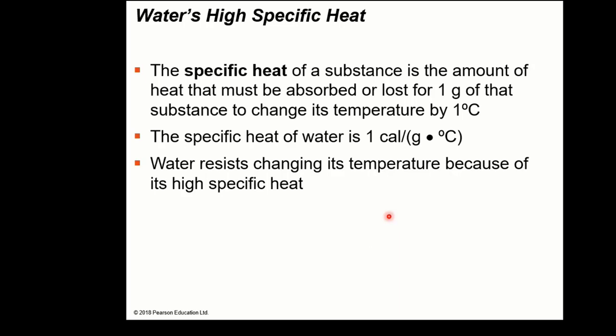degree Celsius. The specific heat of water is 1 calorie per gram per degree Celsius. That's the formula. And water resists changing its temperature because of its high specific heat. So the resistance to changing the temperature of water is due to the amount of heat that must be absorbed or lost for 1 gram of that substance to change its temperature.